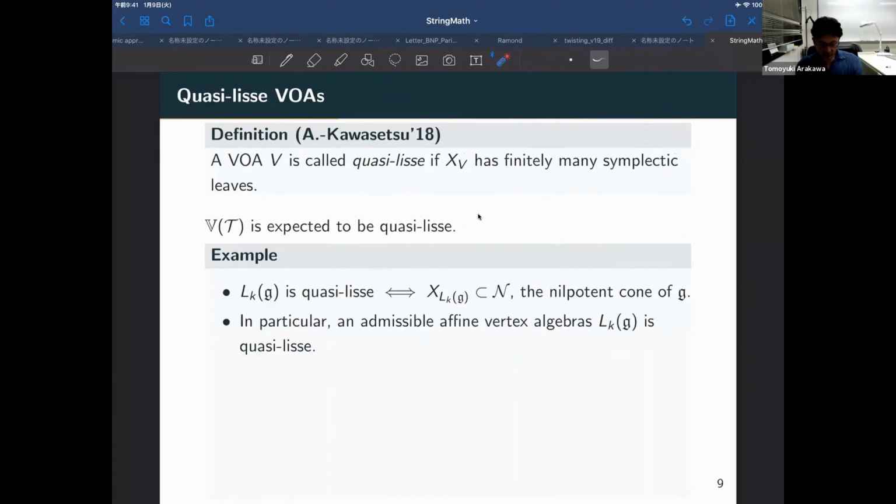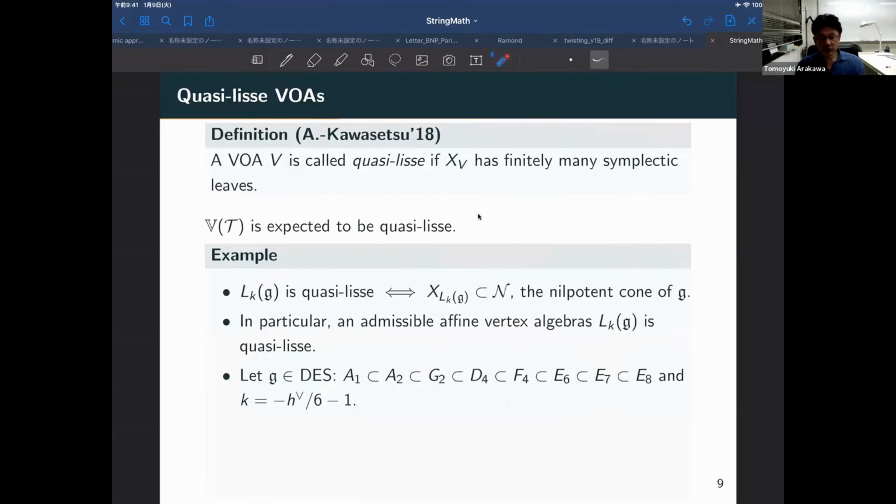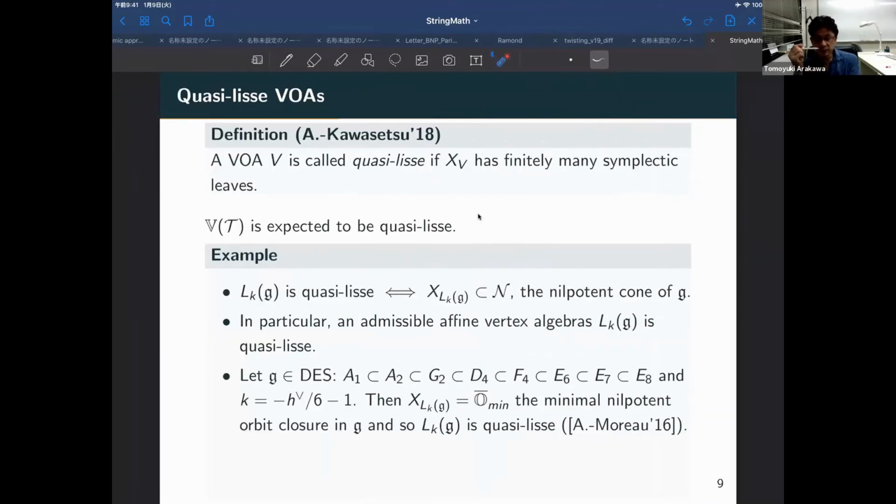So this means an admissible affine vertex algebra is quasi-Lie. But the converse is not true. If you take the so-called Deligne exceptional series, which is a series like this, A1, A2, D4, E6, E7, E8, and consider this special level, you find that the associated variety is a minimal nilpotent orbit closure. So the corresponding affine vertex algebra is quasi-Lie. But for D4, E6, E7, and E8, this level is a negative integer, so it cannot be admissible. So this is an example outside the admissible representations.